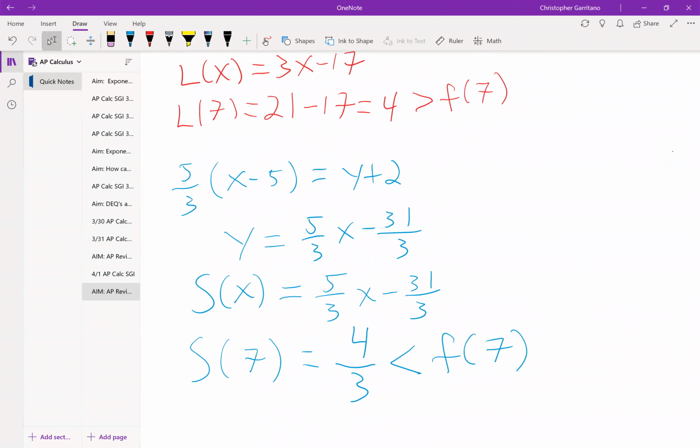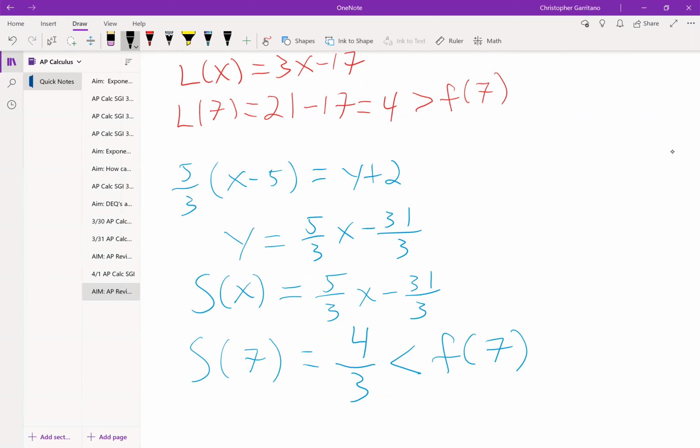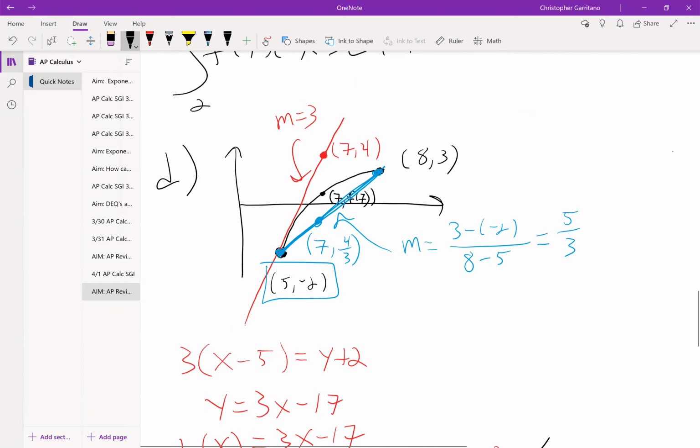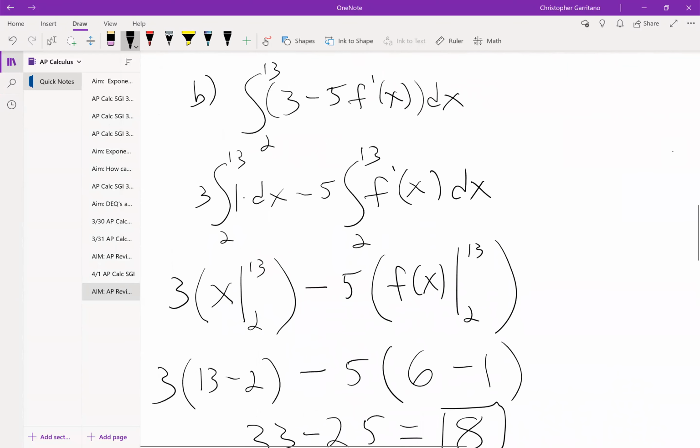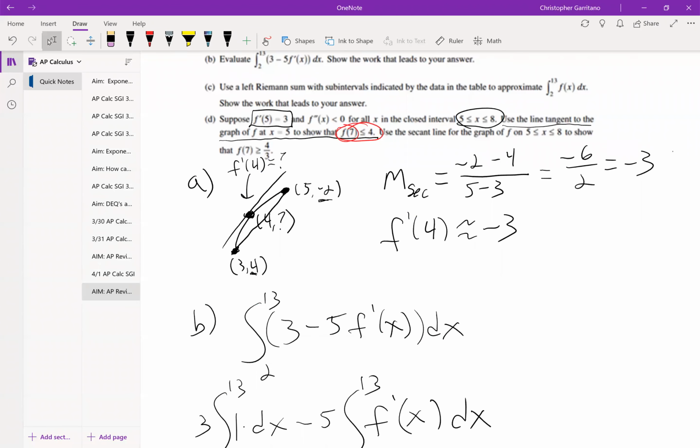Okay, and there you have it. We have now proven both of the statements, that 4 is greater than f of 7 and that 4/3 is less than f of 7. And there we have it, right? That's exactly what we were looking for. Boom, there's that second statement.